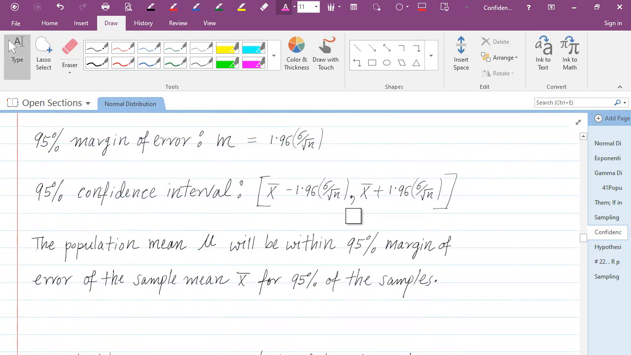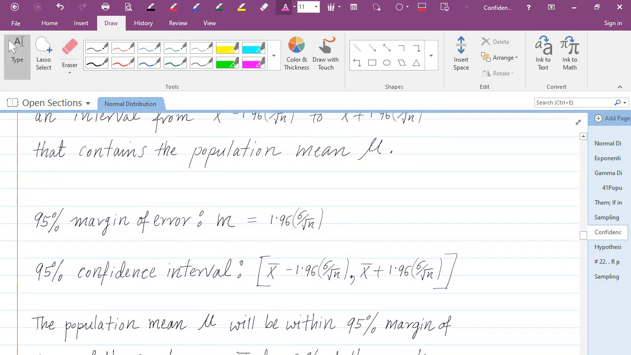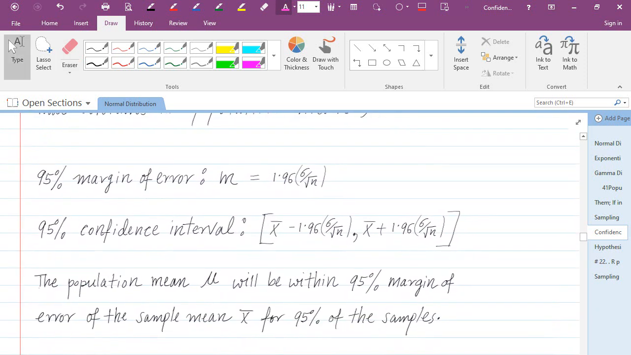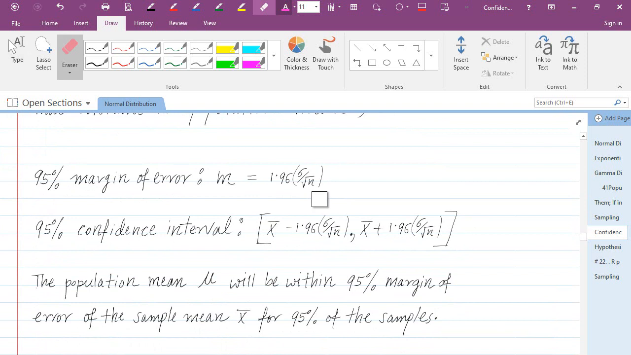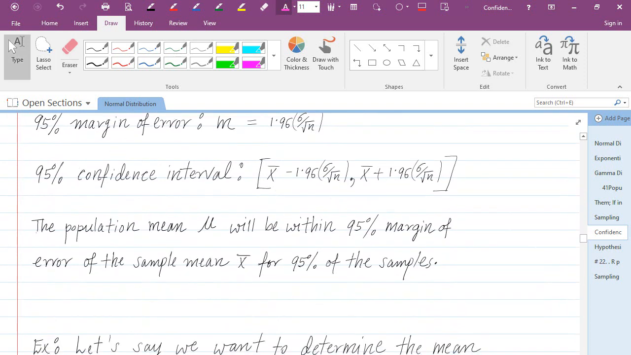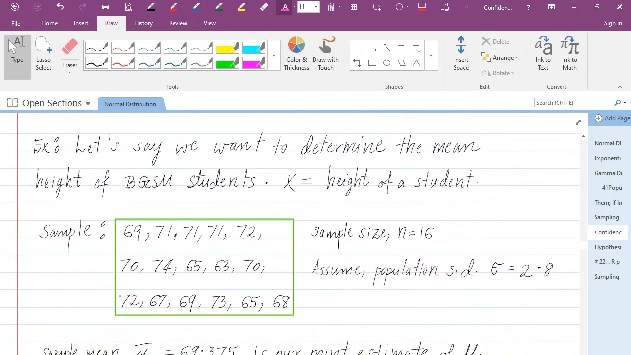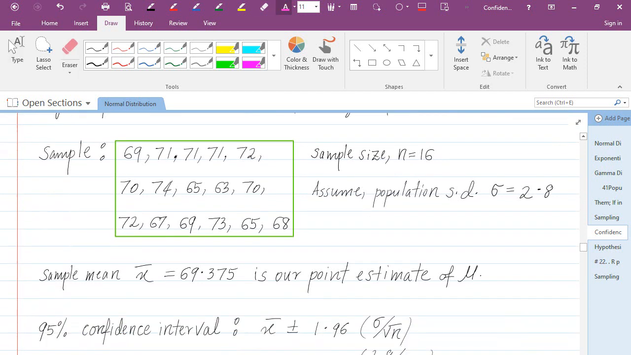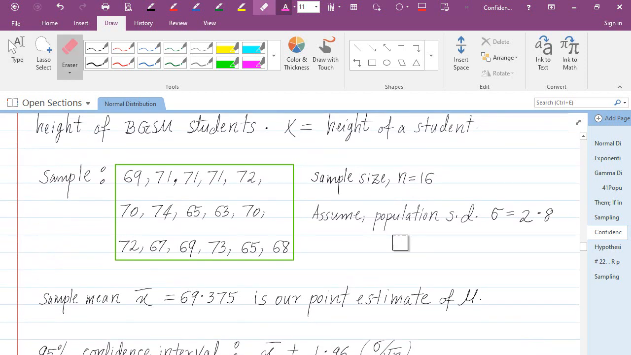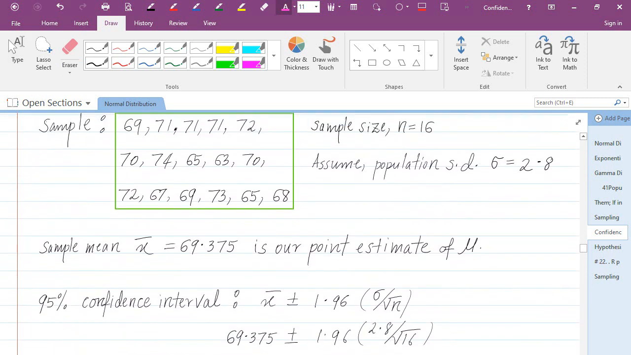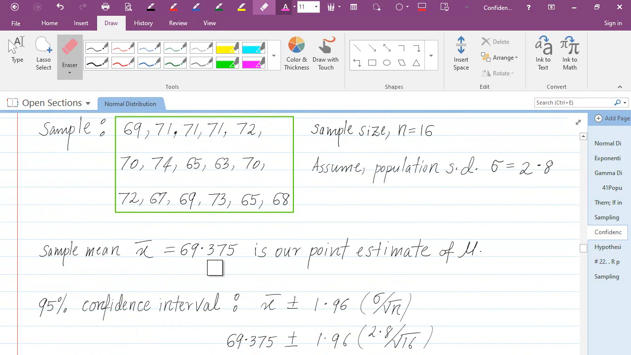So what I want to do now is go back to our example. Remember, we took a sample of size 16, so n is 16, going back to the BGSU students and trying to determine the mean height of the students. We're going to assume that the standard deviation of height for the entire population is about 2.8. And remember that we calculated the sample mean to be 69.375.